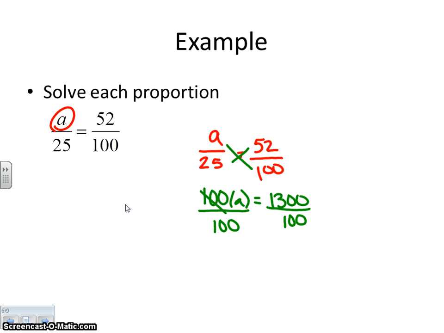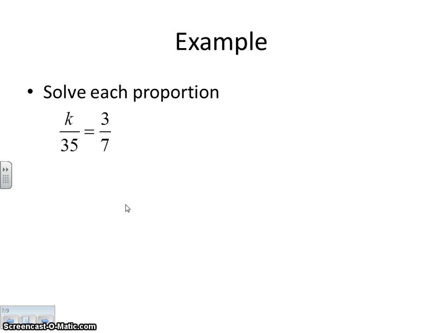And those cancel, so I'm left with A equals. Now, a cool thing about dividing by a bunch of zeros, cancel out those zeros, and I have A equals 13. So when I go back in and plug into my proportion, I have 13 over 25 equals 52 over 100. And now if I look, these are actually equal proportions. I would like you to take a minute to solve this proportion, see if you can get it.